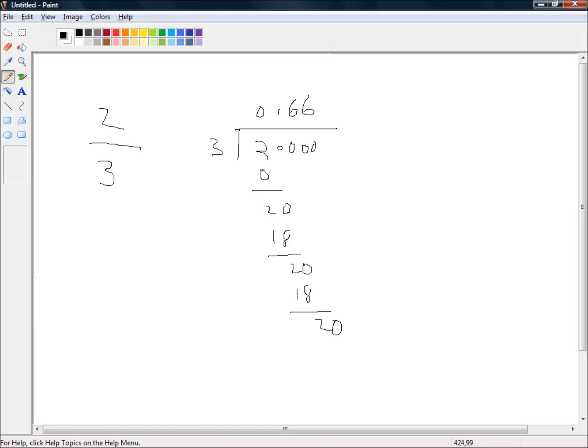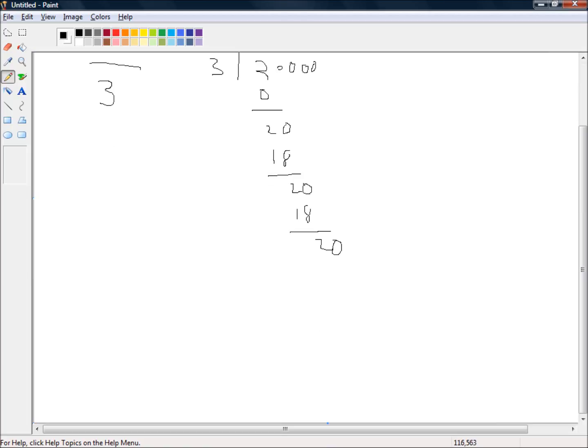So we've got 0.6666666666 recurring. So 2/3, if we multiply by 100, 0.66666 recurring times by 100 is 66.666 recurring. So 2/3 is equal to 66.666%.